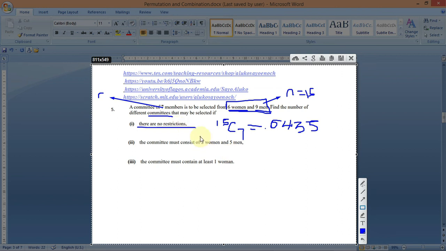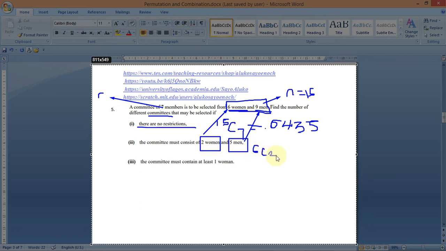Now 2 women from how many women altogether? So 2 women from 6. Then 5 men from 9. So in that case, I'm going to do 6 combination 2 times 9 combination 5, and that should give me my answer. Let me be fast now. 6 shift combination 2 times 9 shift combination 5. So that is 1,890.